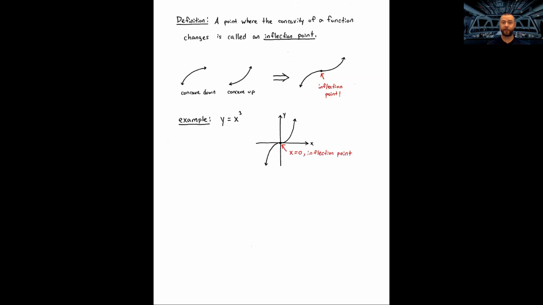Now there's a simple example. The graph of y equals x cubed has an inflection point. We brought this up earlier. Y equals x cubed has a critical point at x equals 0, but there is no local max or min at x equals 0. What we do have at x equals 0 for the graph of y equals x cubed is what we're now defining as an inflection point.